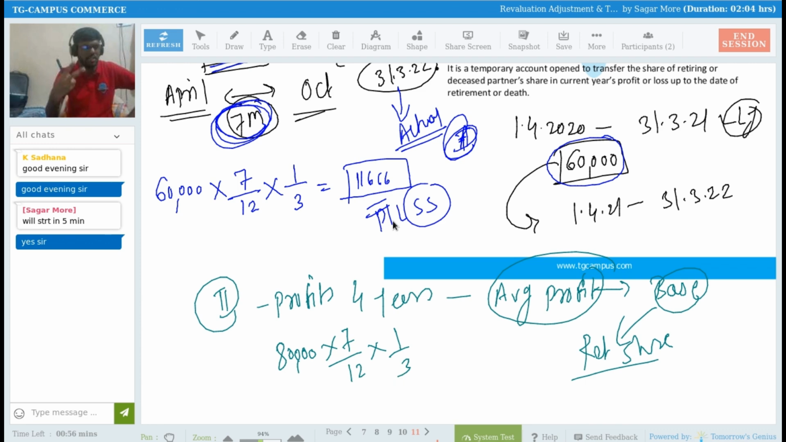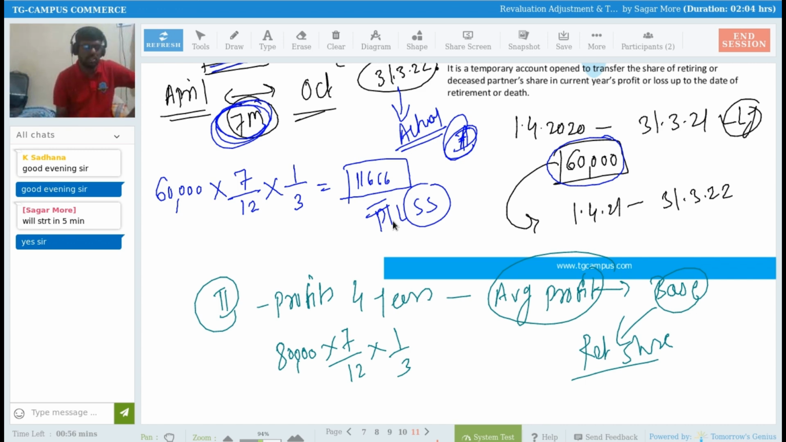So there are two scenarios in the question. Either they will ask you to consider last year's profit as the base profit for calculation of the retiring partner's share for the current year, or they will ask you to calculate the average profit of the last 4 or 5 years, and that average profit will be the base for calculation of the share of the retiring partner. That's it, right?